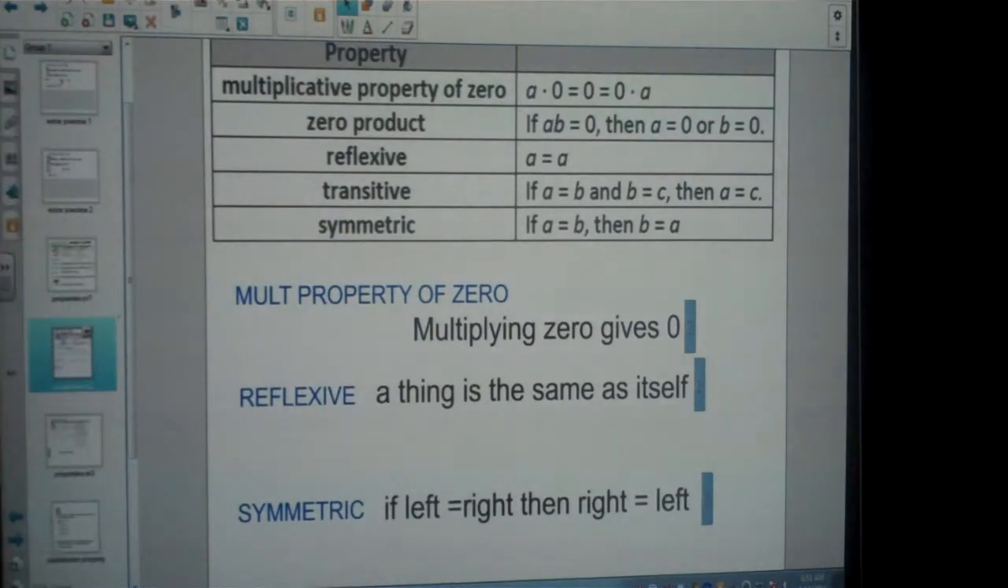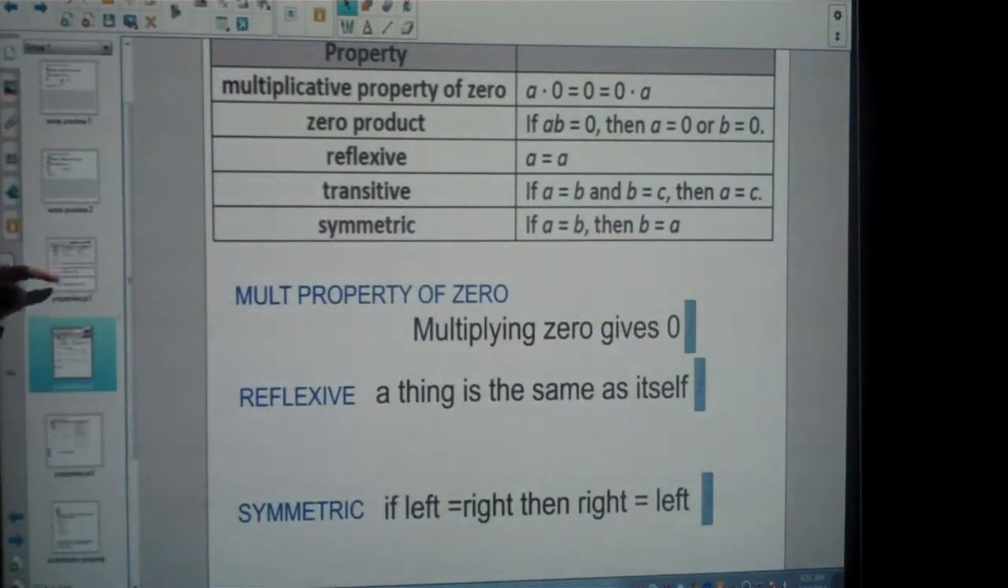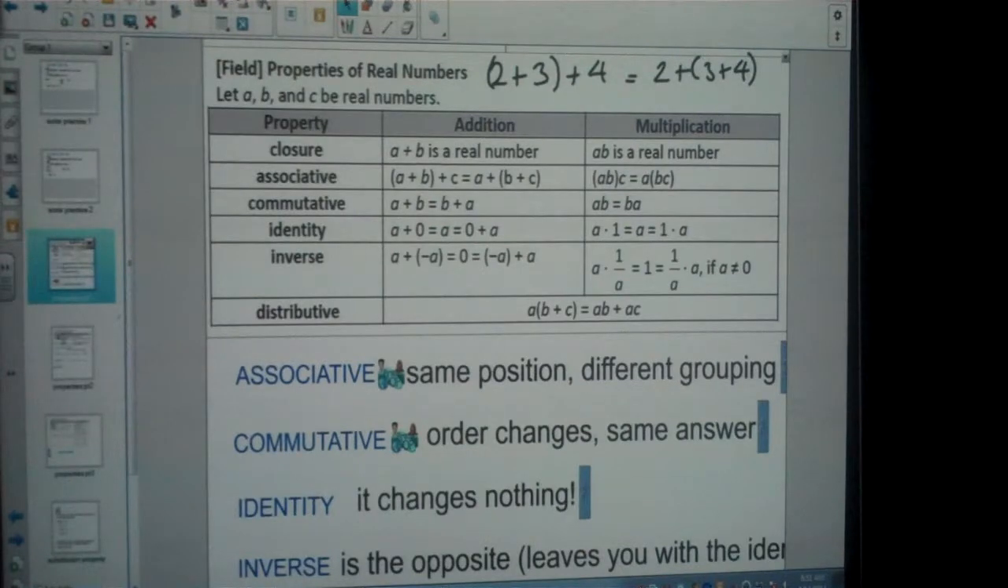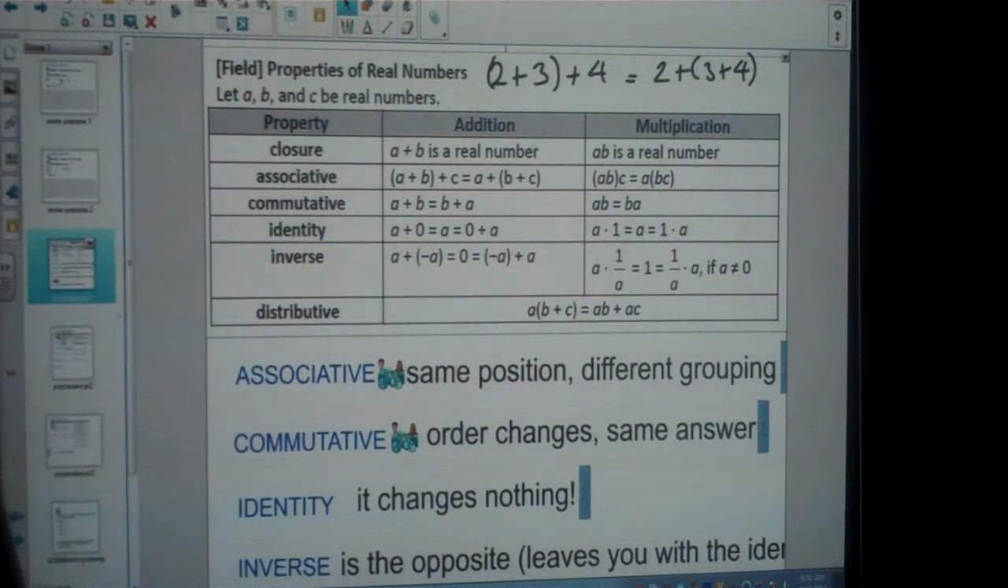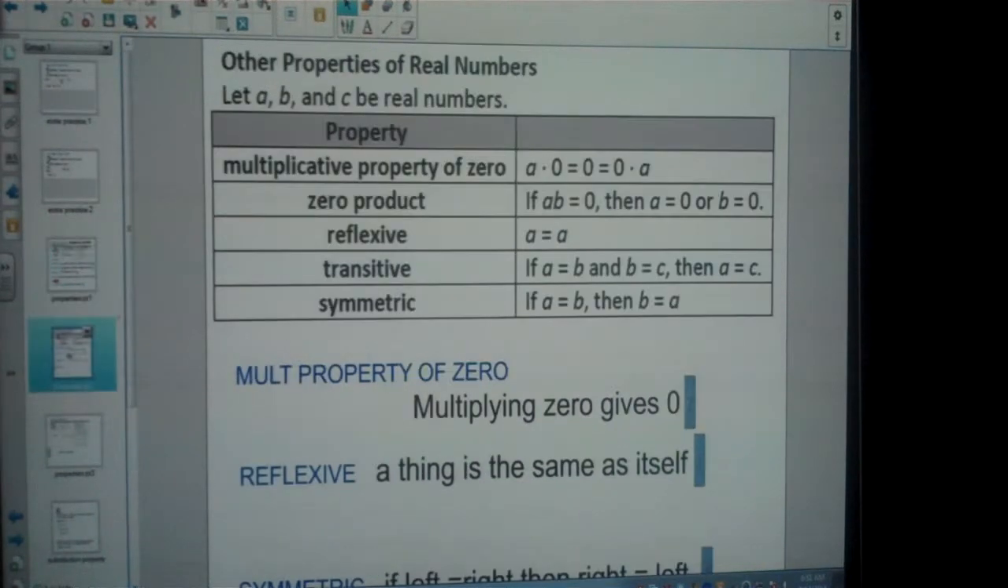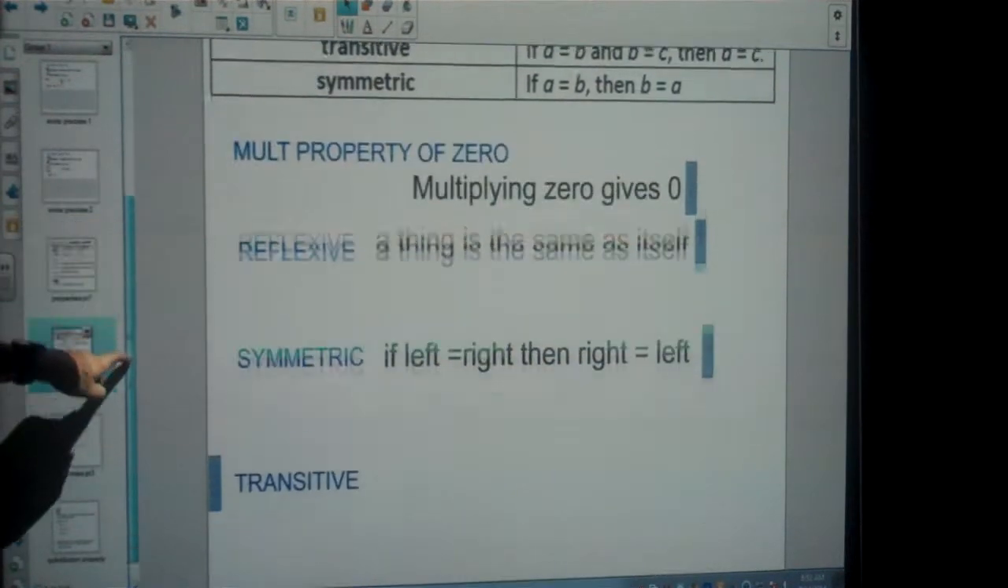Now a lot of people get this property mixed up and think it's the commutative rule because things change places. There is a big difference on this question. Notice that we have two equal signs. If I go back to the previous one, for my commutative rule, notice I only have one equal sign. So there's a little clue that you can use to help yourself remember which is which. But symmetric is when you switch the left and the right hand sides over.